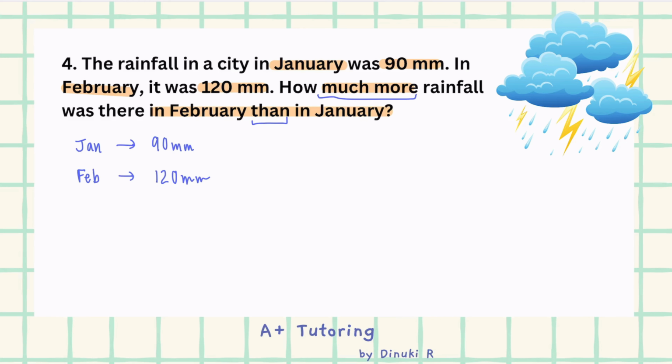What's the question asking us? How much more rainfall was there in February than January? To figure out how much more, we just need to do simple subtraction. So it's 120 take away 90, which means 12 take away 9, right? That should give you 3. So your answer is 30 millimeters. Cool. Let's move on to the next question.